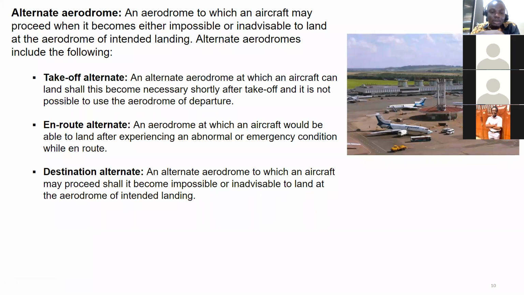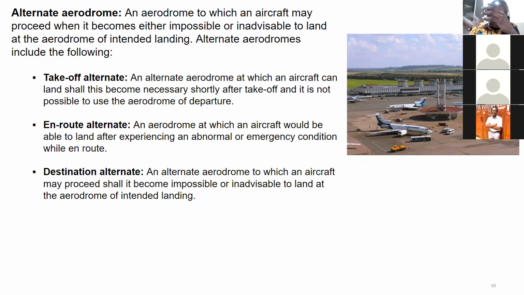So an alternate aerodrome in this case will be an extra aerodrome. We have them in three forms. We can have, one, the takeoff alternate aerodrome. That's if, for instance, an airline is supposed to take off at a particular place, but because of bad weather, it ended up landing at a different point, then that wasn't its original point to take off.